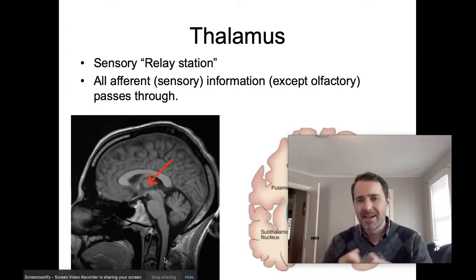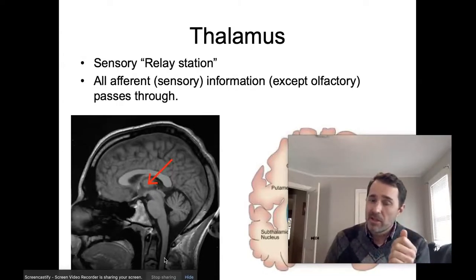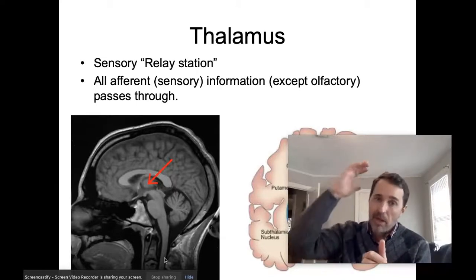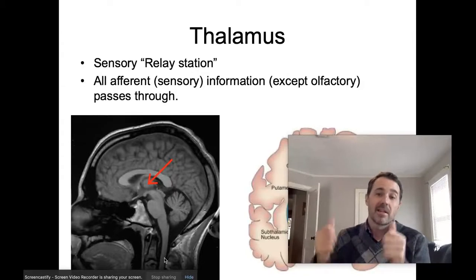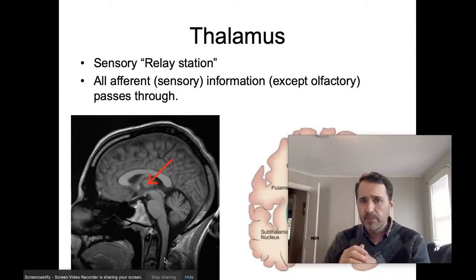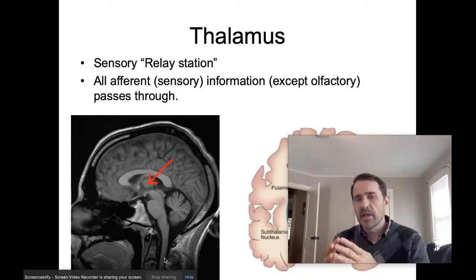And the thalamus is going to act like a relay station and it's going to be sure that the body sensation gets sent up to the parietal lobe, that the visual sensation gets sent back to the occipital lobe, and that auditory sensation gets sent to the temporal lobes.